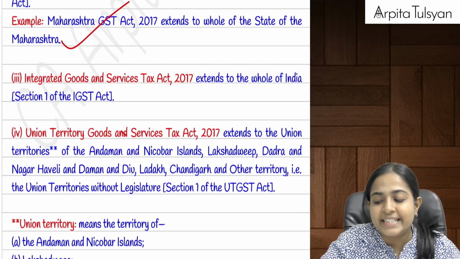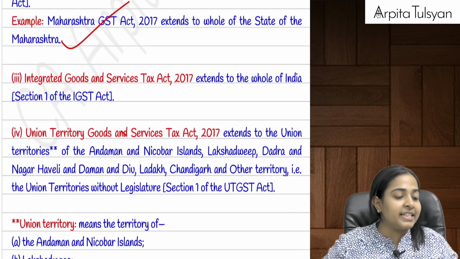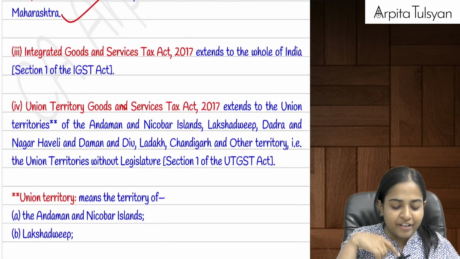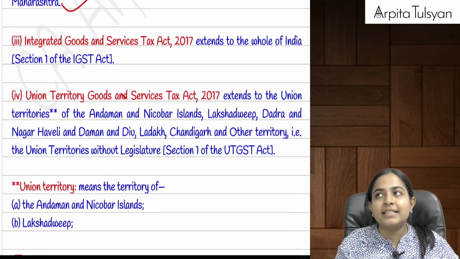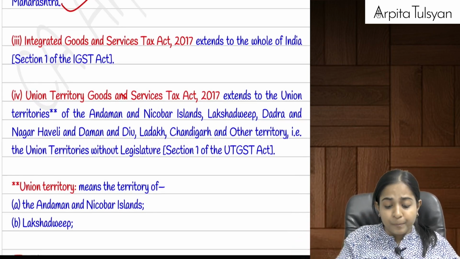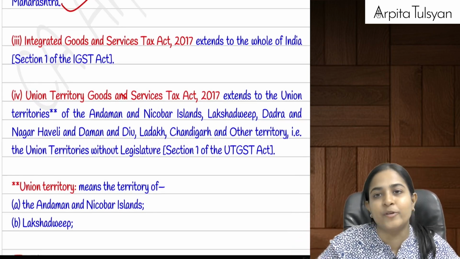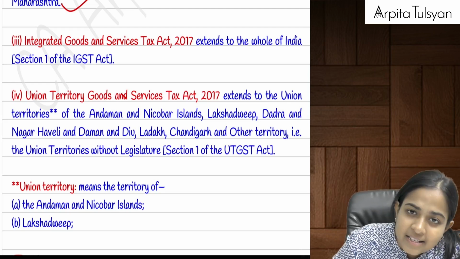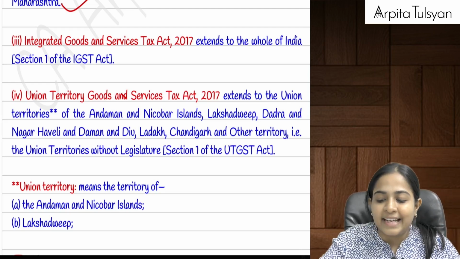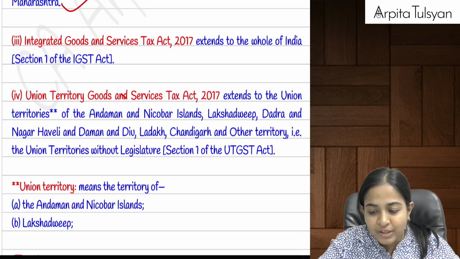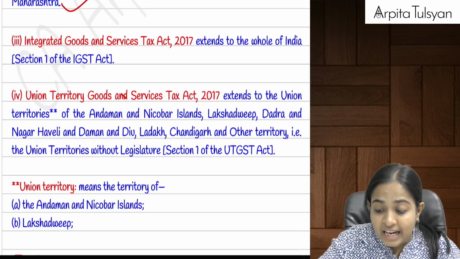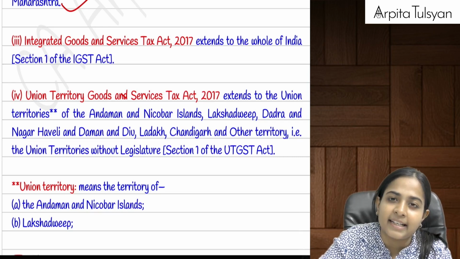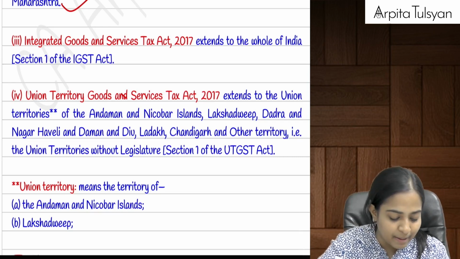Now similarly, IGST is the common one. Parliament had the power, so the IGST Act will be applicable to the whole of India. The India definition remains the same. What about the UTGST law? UTGST law will be applicable to those union territories which do not have their own legislature. Do you remember the names? Called D and others: Chandigarh, Andaman and Nicobar, Lakshadweep, Ladakh, Daman and Diu and Dadra and Nagar Haveli, and any other territory as may be notified.